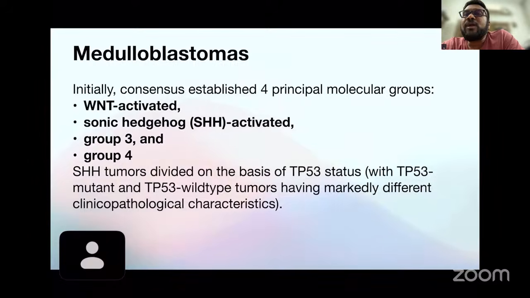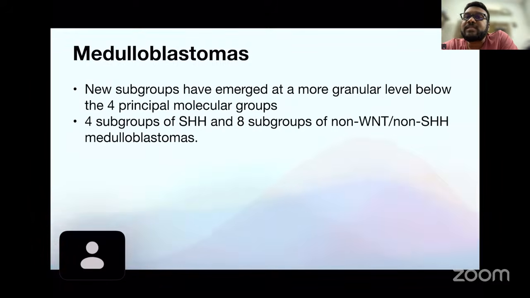Now we'll come to medulloblastomas. In the 2016 classification, we group them into WNT activated, sonic hedgehog activated, group 3 and group 4. Sonic hedgehog, that is the SHH, was subsequently divided based on the P53 mutational status, whether it is a TP53 mutant or TP53 wild type. This is how the SHH tumors are divided based on the P53 mutation status.